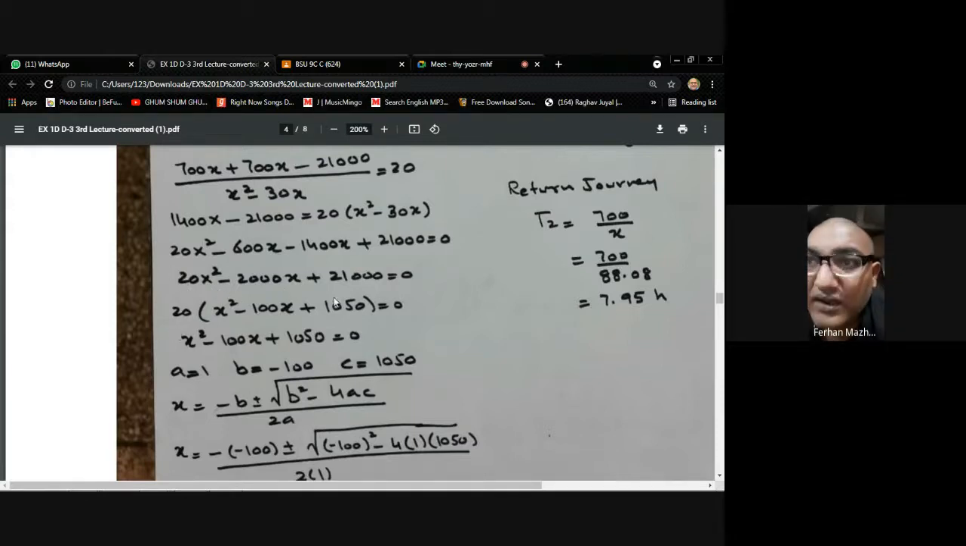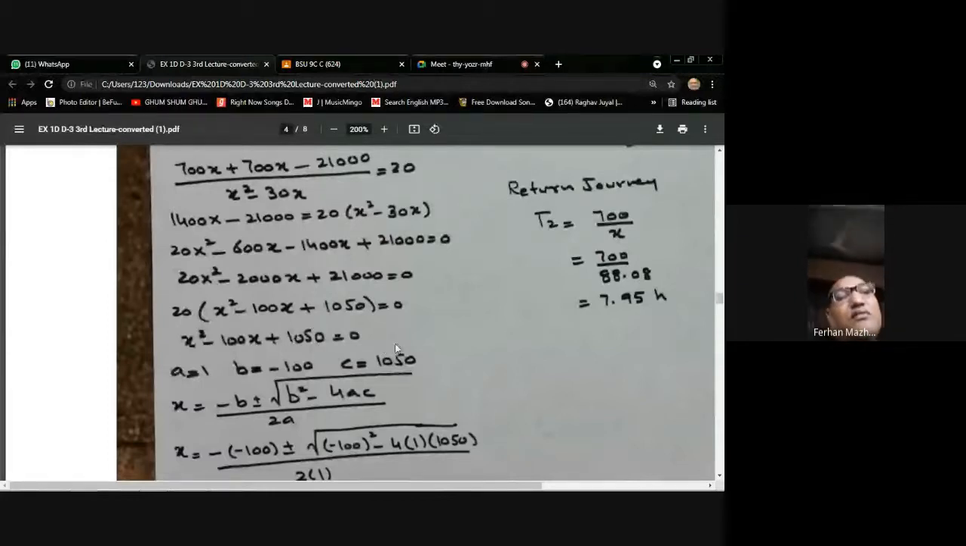And you can see I can take the 20 common. They all can be divided by the 20. So I took 20 common. Then this 20 will go to the other side. It will divide the 0. 0 divided by 20 will give you 0. So now we have the equation x square minus 100x plus 1050 equals to 0.